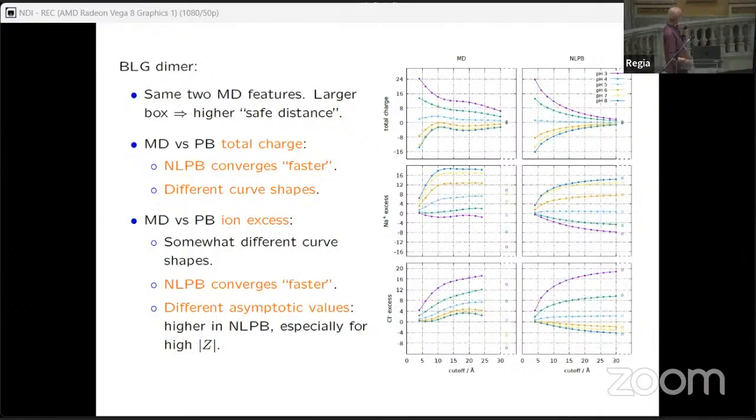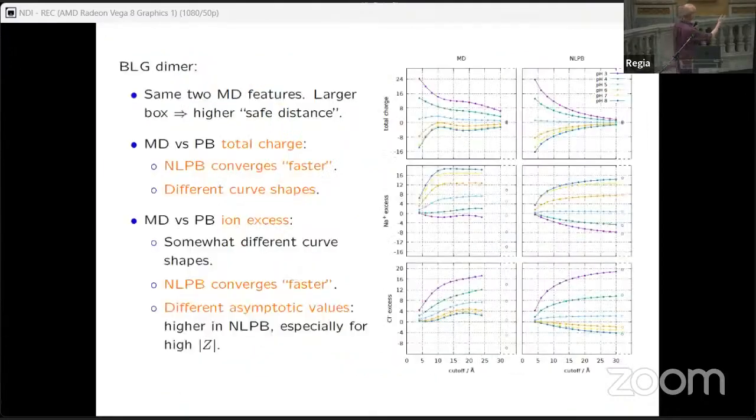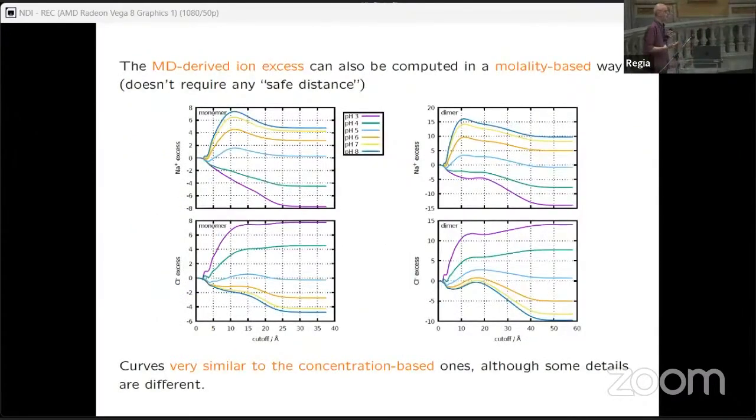In this case, the safe distance is longer, but you still have to throw away some part of the data. Actually, if you feel uncomfortable with that and would like to have the data also for that distance, you can avoid the problem by using again a molality-based calculation. If you do that, you can compute the number of ions in terms of molalities instead of molarities, and then you can get the full curves. They are very similar to the ones shown in the previous plots. They converge to the same values and so on.